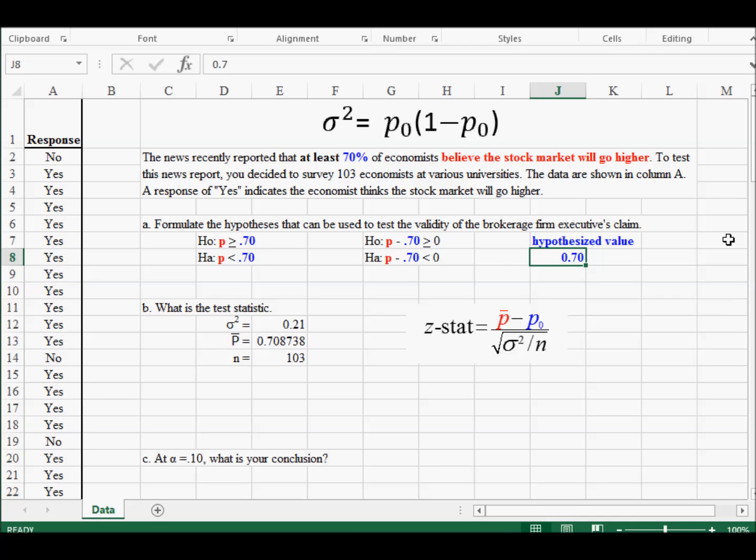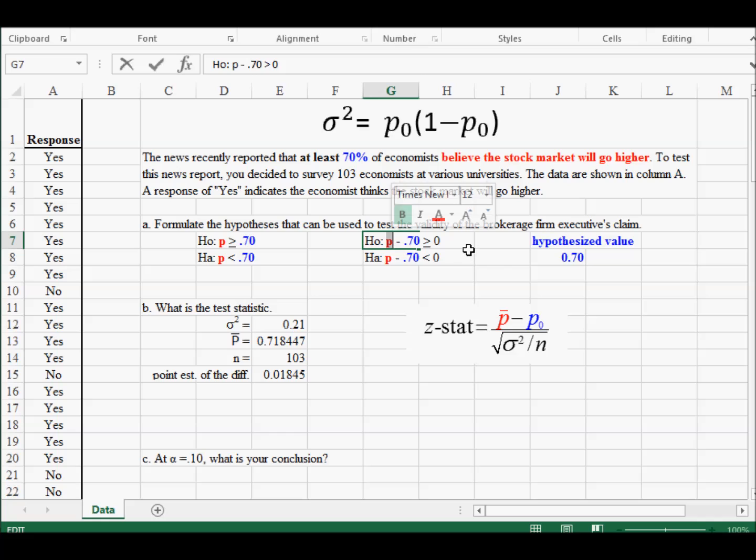So the only thing that's changing here is the p-bar. Every time I randomly sample 103 new economists, I get a different p-bar. So we have the sigma squared, we have the p-bar, we have the n. Now we need the point estimate of the difference, the point estimator of this.